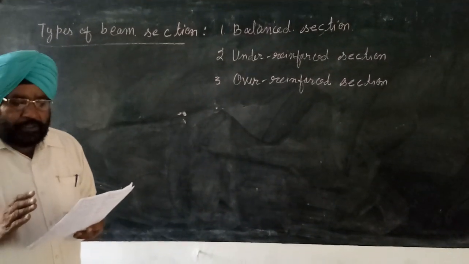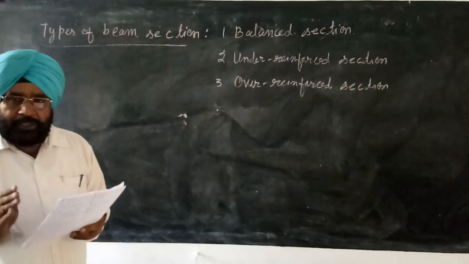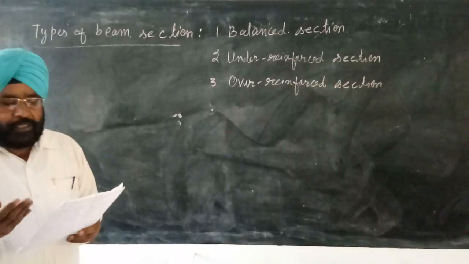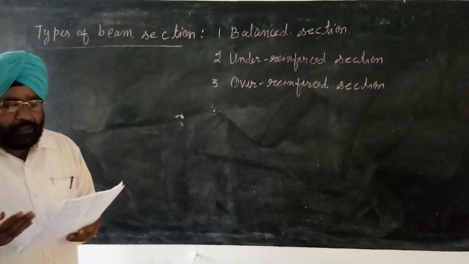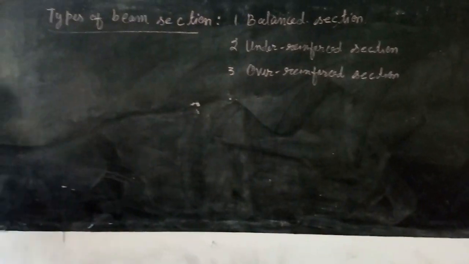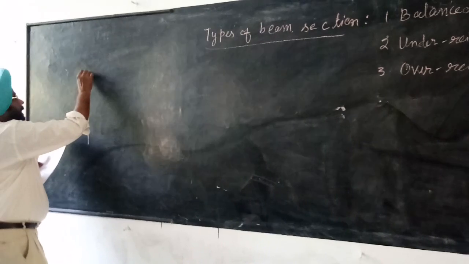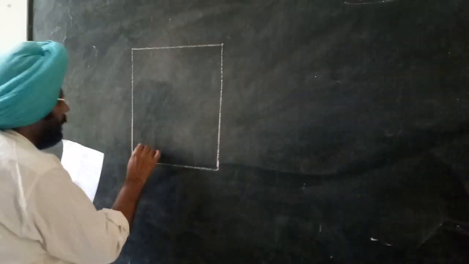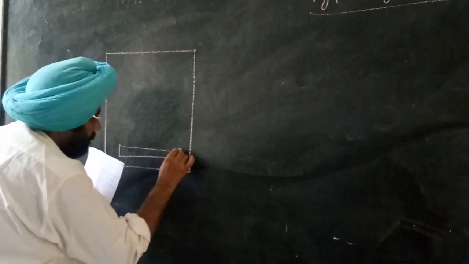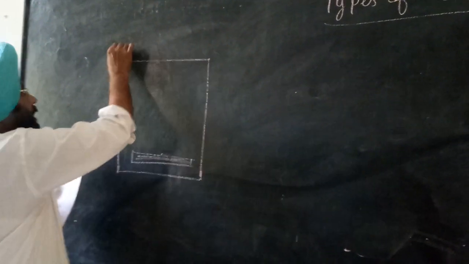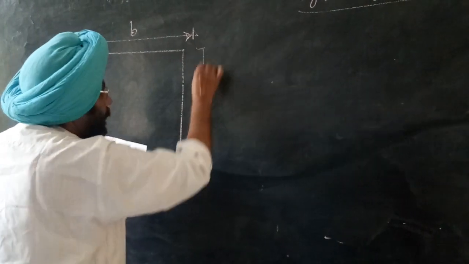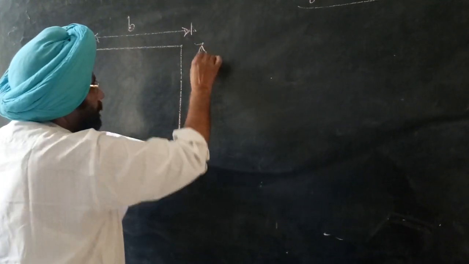The section in which the tensile steel reaches the yield strain simultaneously as the concrete reaches the failure strain is called balanced section. So the figure shows the section of beam. This is the width of the beam section, and small d is the effective depth of the beam section.